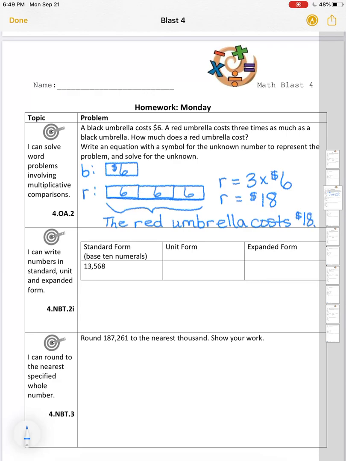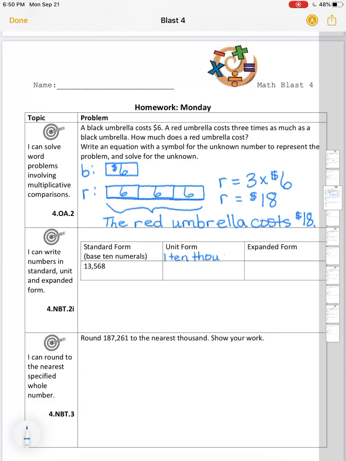I can write numbers in standard, unit, and expanded form. The standard form is given to us with each digit in its own place value. 13,568 is the number. Unit form, I'm going to represent different units here. And so I'm going to represent each of the digits as their own unit. So I'm going to note that as 1 10,000.